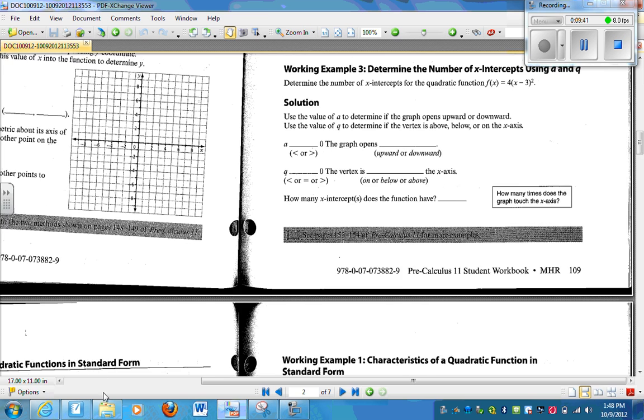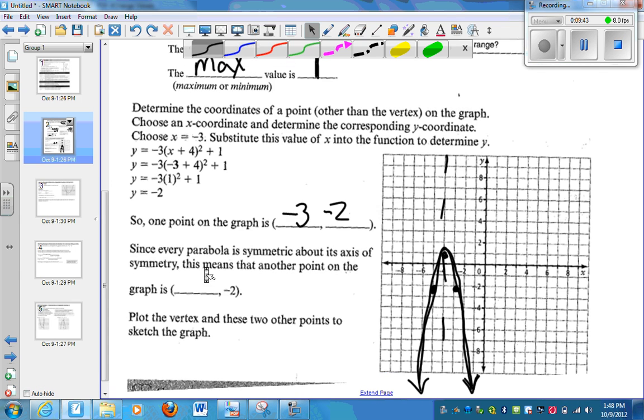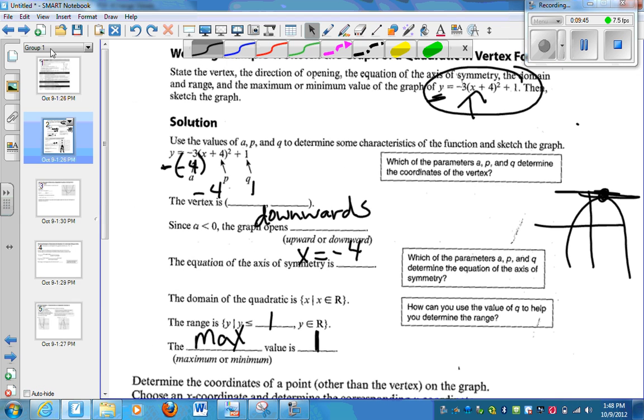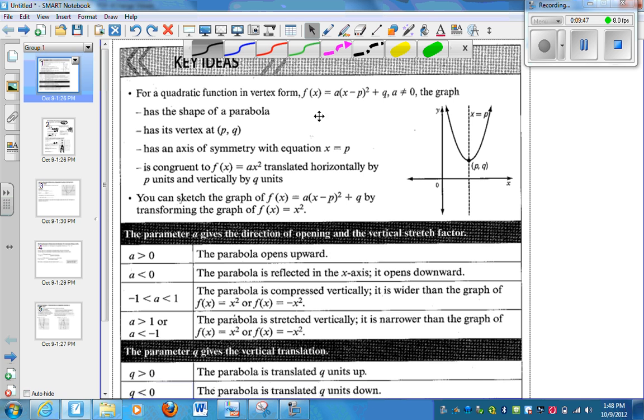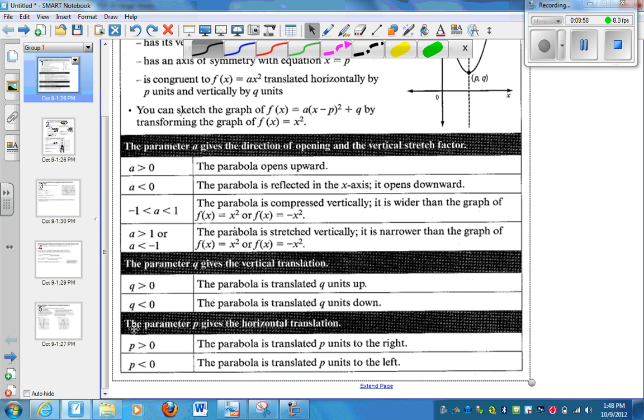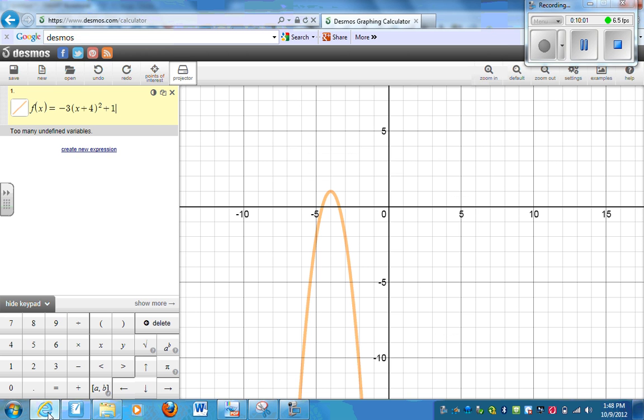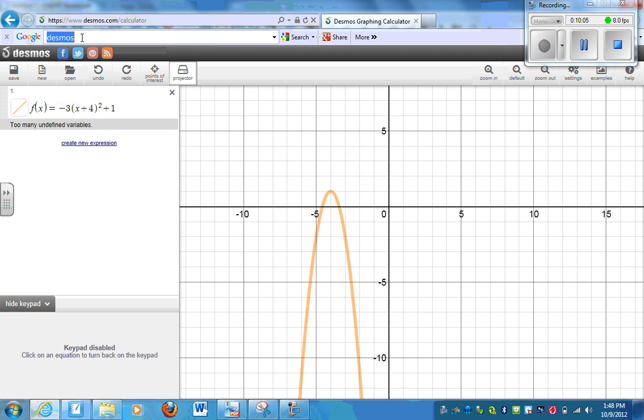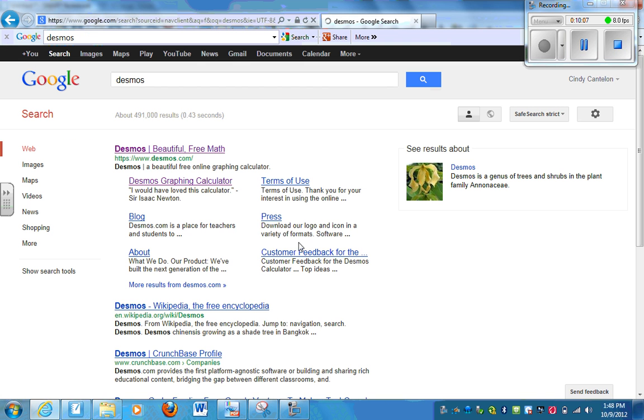Okay. So just getting used to how we take something that is in vertex form and how the values of p and q and a affect it, okay? So this page is really important. It has a lot of information. The other thing you're going to use quite often to check your work is this Desmos Calculator. So I always just Google Desmos, and then it comes up and it says there's beautiful free math, and I always look for the graphing calculator. Okay?